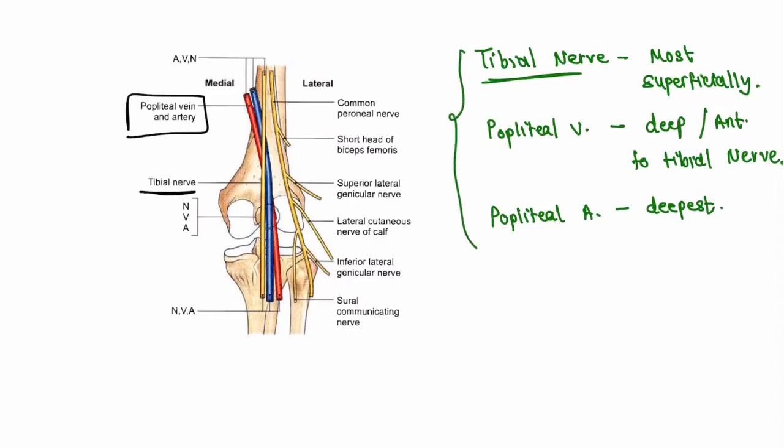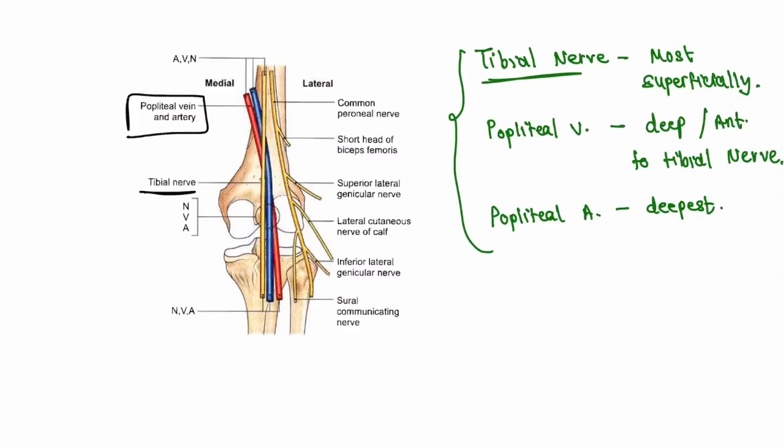Now correlate this with this diagram. First, there is tibial nerve which is most superficial. So this is the tibial nerve. Then there is popliteal vein. And then deepest of all, there is popliteal artery. So first, there is tibial nerve, most superficial. Then there is popliteal vein which is deep to the tibial nerve, and then there is popliteal artery, which is deepest of all.